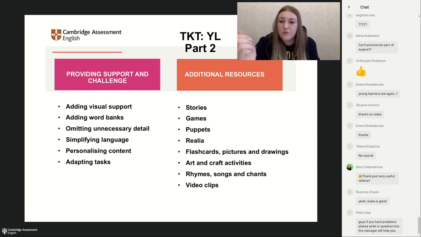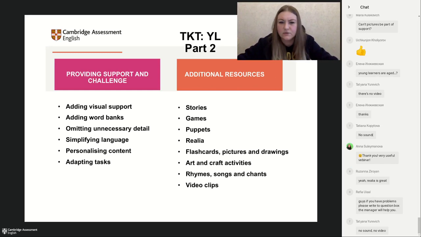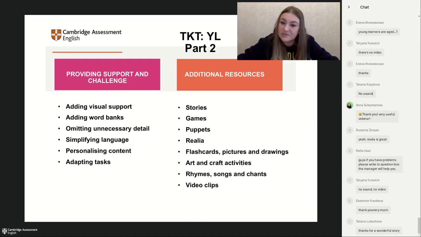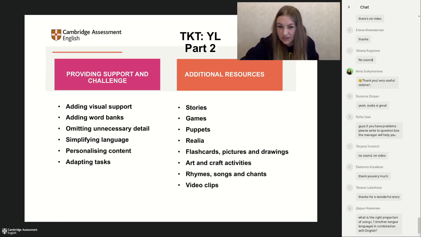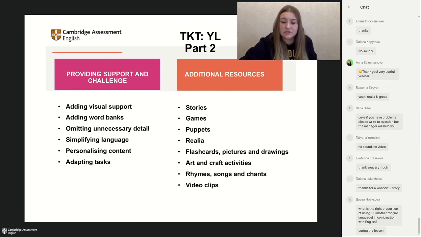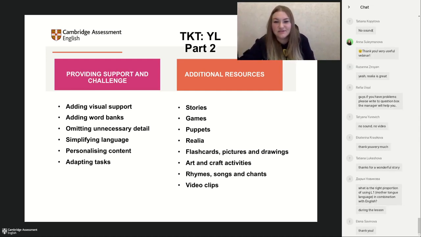So again, flashcards, pictures, drawings, art and craft activities, especially for some classes like Christmas, Halloween, or St. Valentine's Day, Thanksgiving Day, and so on. Rhymes, songs, chants, we have them in the course books, yeah, but sometimes we need more rhymes, songs and chants that you can find on YouTube, on different channels, and so on. And of course, video clips, also wonderful stories you can find on the BBC website. They have got a series of BBC Young Learner stories. They're quite interesting, and as an additional resource, you can also use them in class.